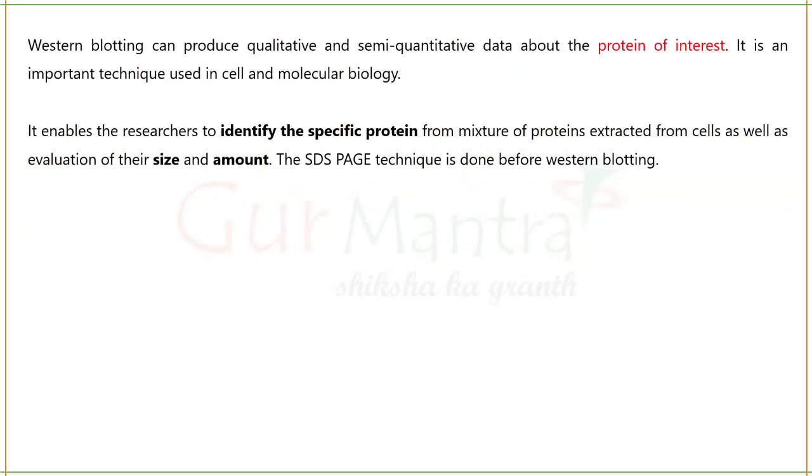Western blotting can produce qualitative and semi-quantitative data about the protein of interest. It is an important technique used in cell and molecular biology. It enables researchers to identify a specific protein from a mixture of proteins based on its size and amount. SDS page should be done first, followed by Western blotting.